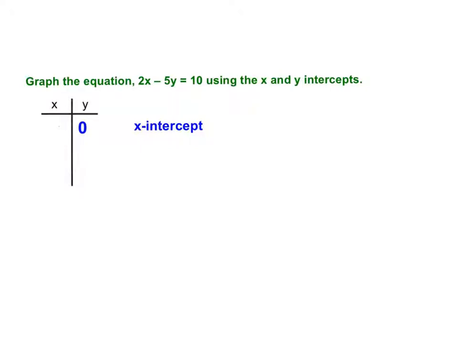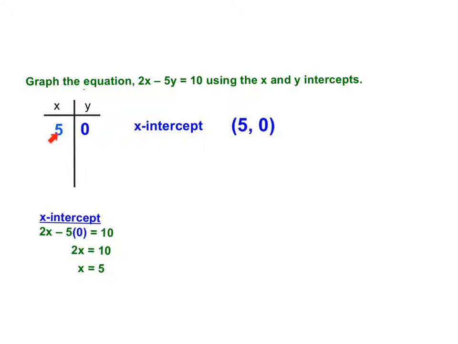One of the things I want to be sure of is that you don't stop here. I go back up top and I fill in the 5. The x-intercept, remember, is a point. Don't just stop and say x equals 5, because that doesn't work. If you wrote x-intercept equals 5, that's one thing. But my preference is that you write it as a point, just like this. X-intercept 5, 0.